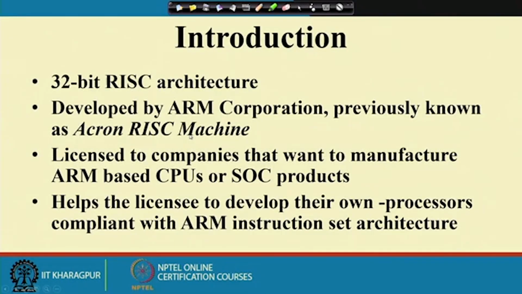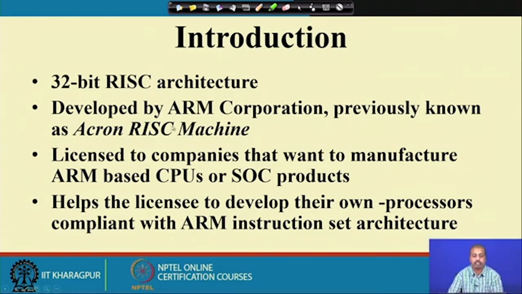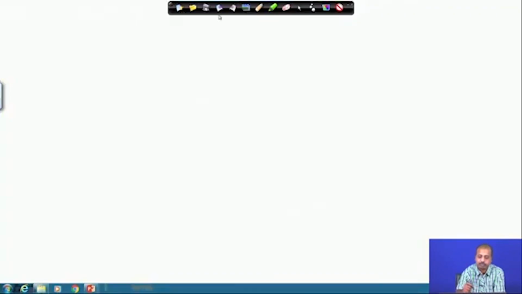So, we will look into this microcontroller. This ARM microcontroller is a 32-bit RISC architecture. RISC means reduced instruction set computers. So, it is a 32-bit processor, unlike the 8051 or 8085, which are 8-bit processors. A 32-bit processor means the internal data on which it operates is 32-bit.